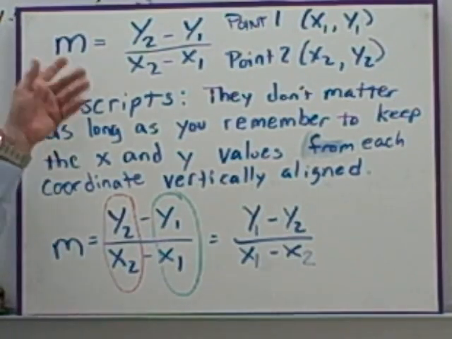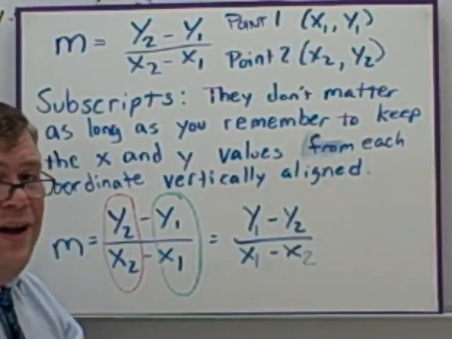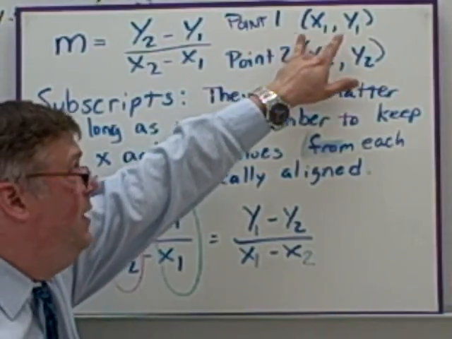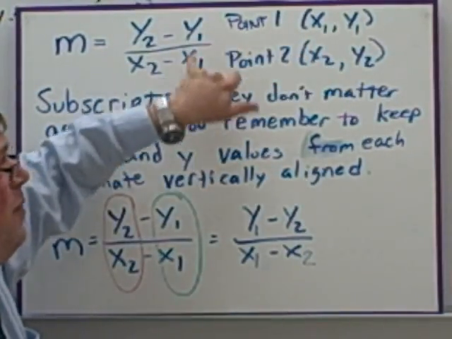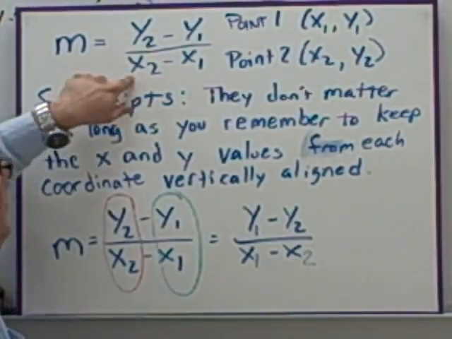All right, here we have the formula. Point 1, x1, y1. It's not going to be written x1, y1. You have to know that point 1, the first point you see, is considered to be the x1 and y1 values. Point 2 is going to have the x2 and y2 values.